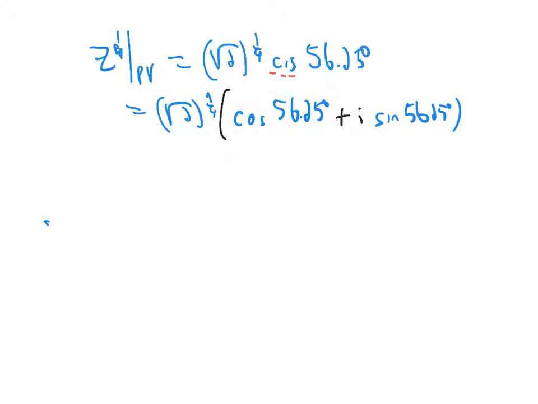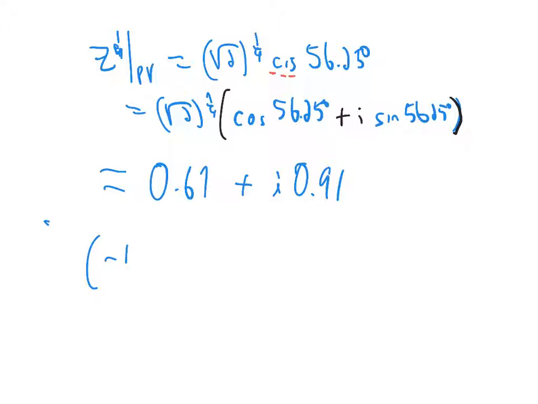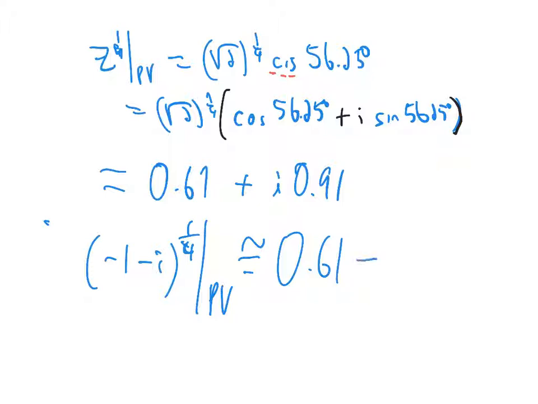And in the end, that's just going to be thrown into a calculator anyway. When you do that, you end up getting something like 0.61 plus i times 0.91, which is not particularly informative, and it's not really clear why the textbook wanted you to go there, but there we go. That we can now say that this is the principal value of the fourth root of minus 1 minus i, to the 1/4. Principal value is approximately 0.61 plus i times 0.91. Done.